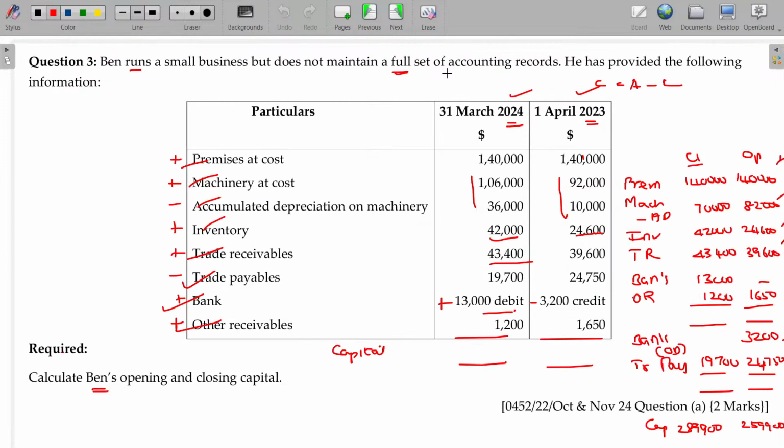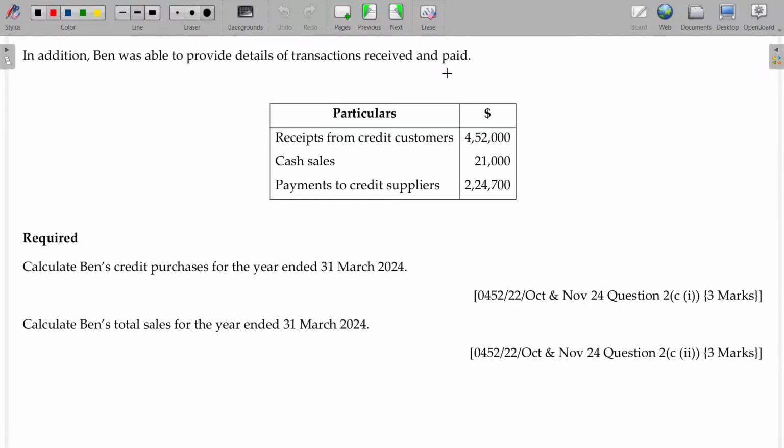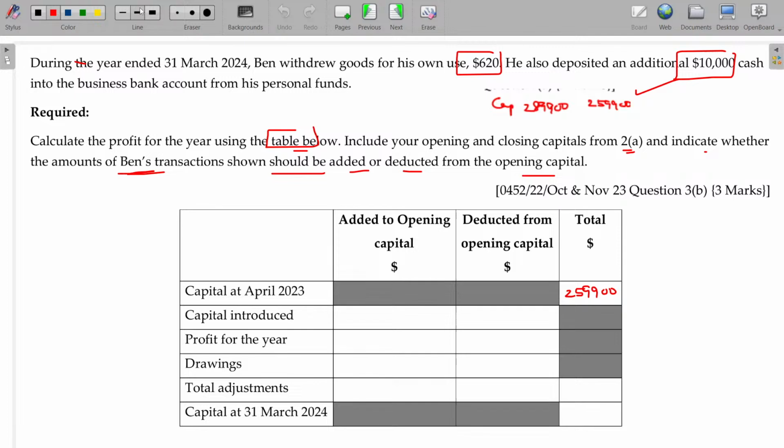I'll keep it pending. I'm not aware about that. That detail is silent. The closing capital being 2,89,900, whatever information is available, you can feed. I posted the opening and closing. And drawings. Drawings being 620. Goods drawings. This goods drawings is deducted from the opening balance, so it should be posted here, 620.